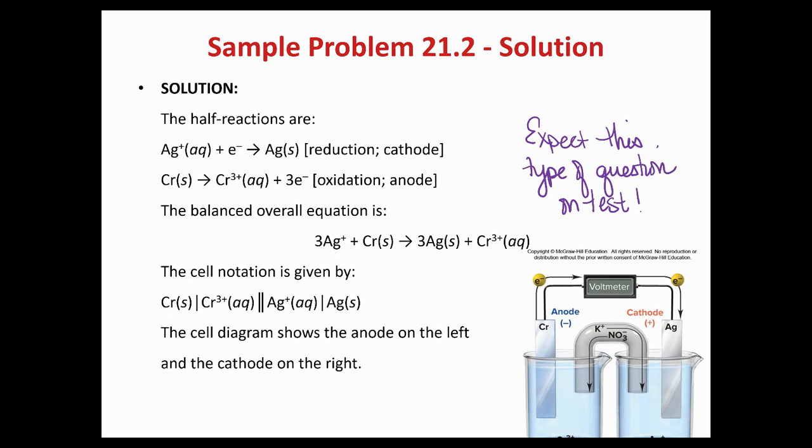Okay, so you can pause me now and double check your answer. One important thing is that the electrons have to be balanced. So this one was 1 electron. This one gave off 3 electrons. So you do have to multiply this through by 3 to get an overall balanced equation.